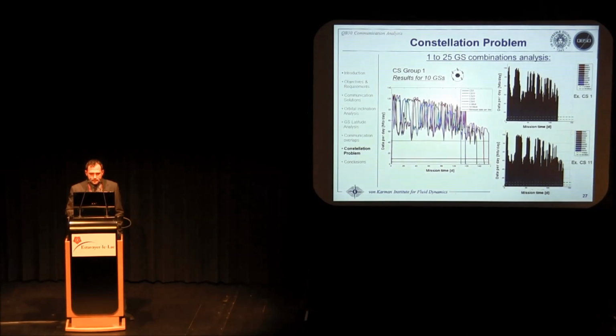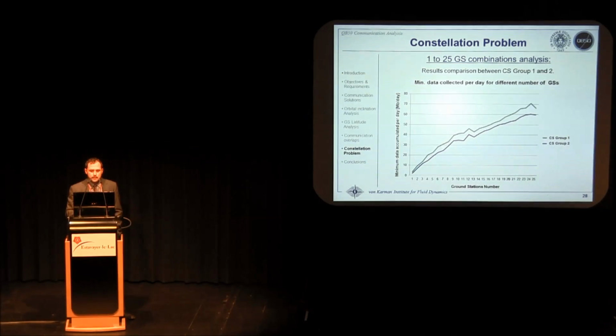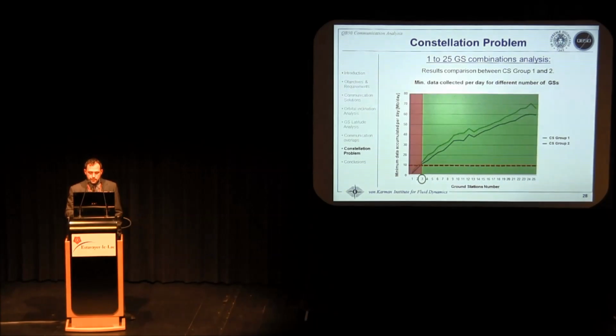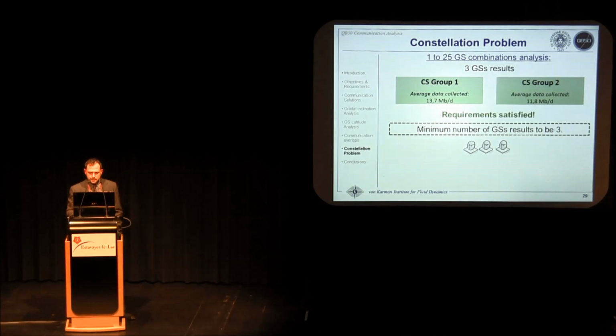For example, if we select 10 ground stations, the results are very good, but we have to take into account that if we are too far above the 10 megabit line, we are wasting resources. So I interpolated the results, and I found that 3 ground stations is the optimal number of ground stations to satisfy mission requirements. So with 3 ground stations we are able to reach mission requirements, and we will not have a waste of resources, so the mission costs are quite low.